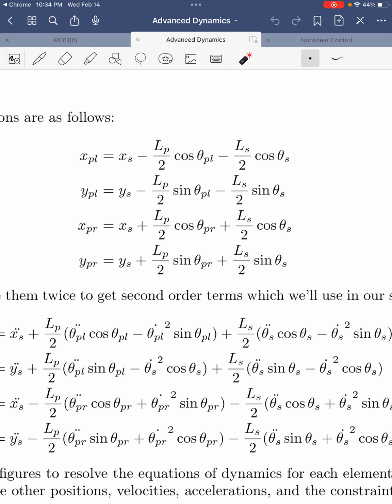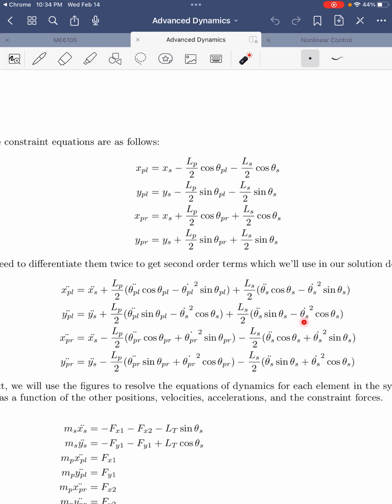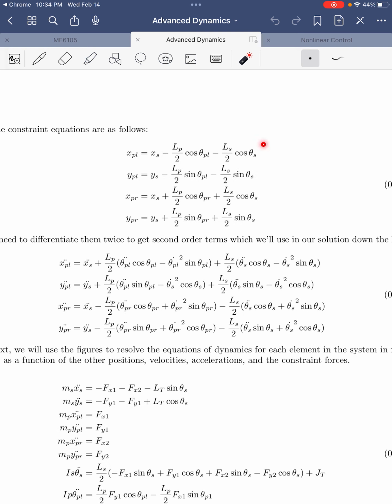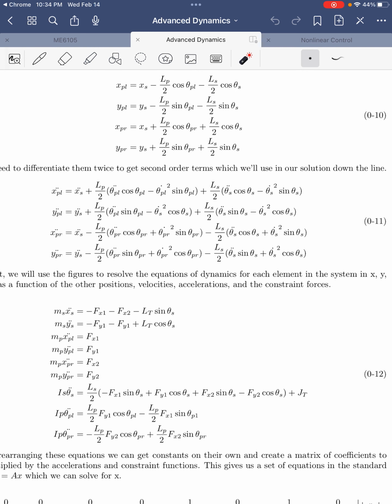So first we'll define the constraint equations. Much like homework 3, we just have them for x, y for the left panel, and x, y for the right panel. But clearly they're a function of the solar panel x, y positions, and then the orientations of each panel and the spacecraft. So we'll differentiate these equations twice in order to get equations with second order terms that we can combine with the dynamics equations into a big matrix or set of matrices and solve that way.